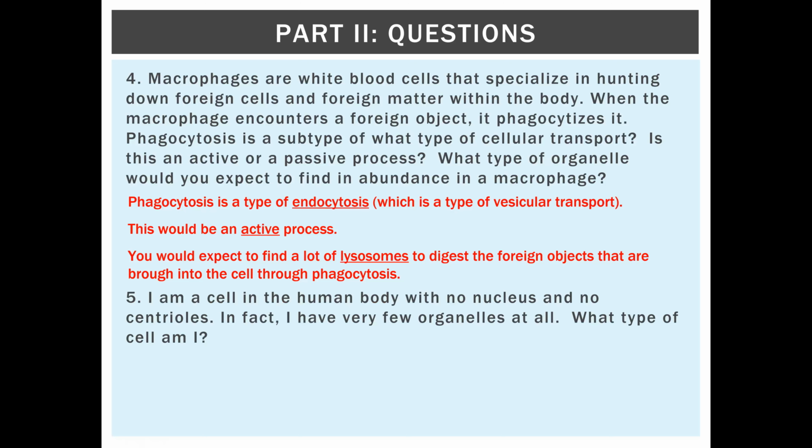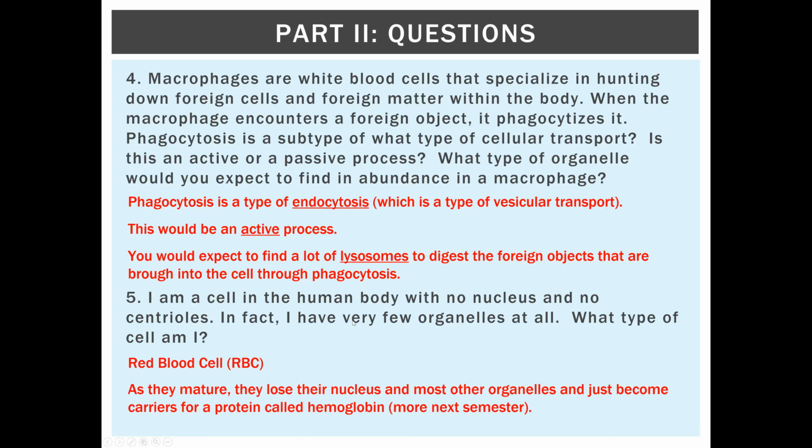Number 5, I am a cell in the human body with no nucleus and no centrioles. In fact, I have very few organelles at all. What type of cell am I? You would be a red blood cell, or an RBC. So as they mature, they lose their nucleus and most of their other organelles, and they basically just become little sacs full of hemoglobin. And you'll get a lot more next semester when we get to the cardiovascular system about the structure and function of red blood cells.